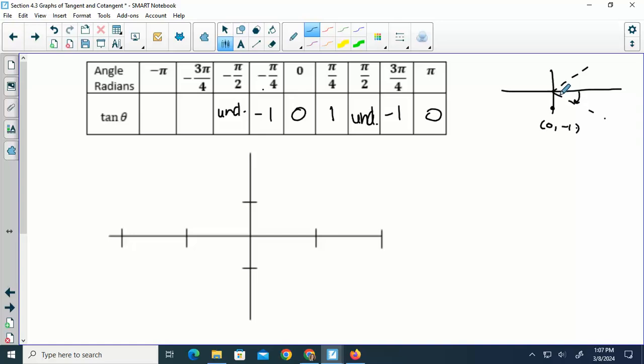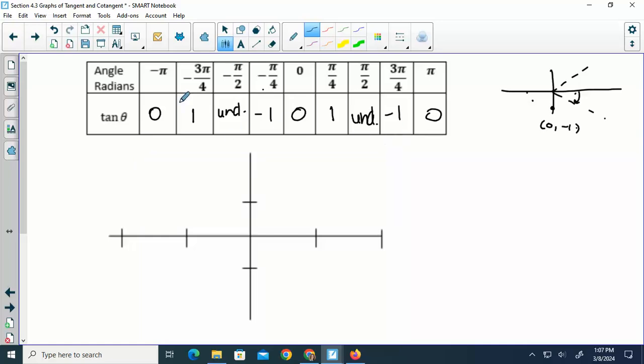Negative 3 pi over 4, what quadrant would that be in? 2. Or 3. 3. In quadrant 3, tangent is positive, so we get a positive 1. And negative pi is the same as positive pi, which is 0. Okay, we're not used to really dealing with the negative angles. Usually we just add 2 pi and make them positive, which you certainly could. Are you okay with that?